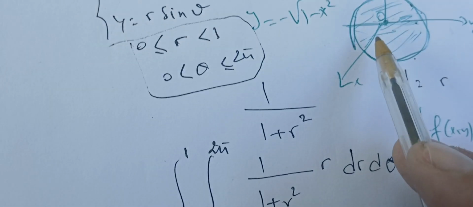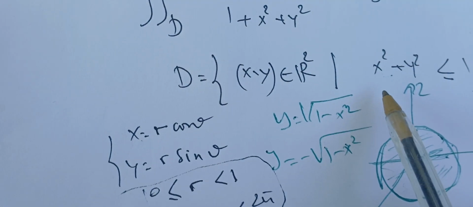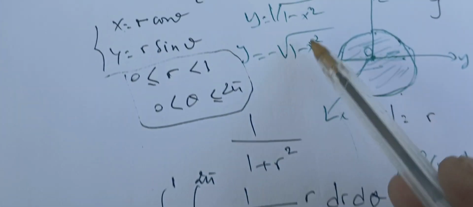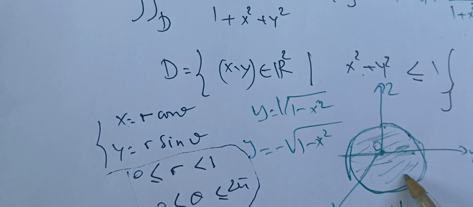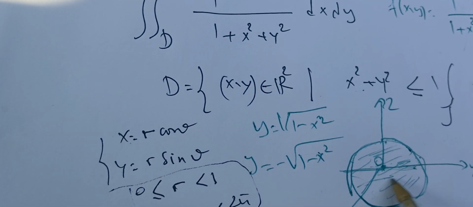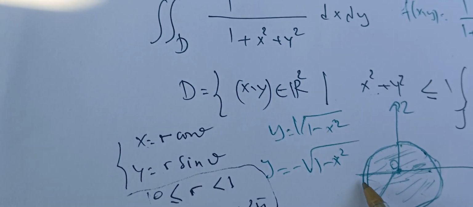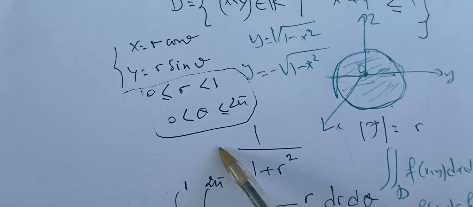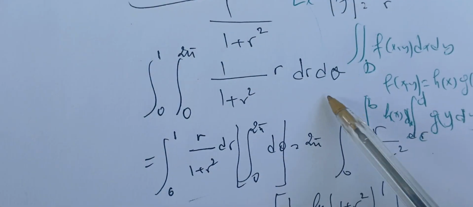The polar coordinates are very helpful. In this case, if you try to do it the other way, by splitting this function into two and integrating, you will see that it will be difficult to evaluate. But with the polar coordinates, it's easy to do.